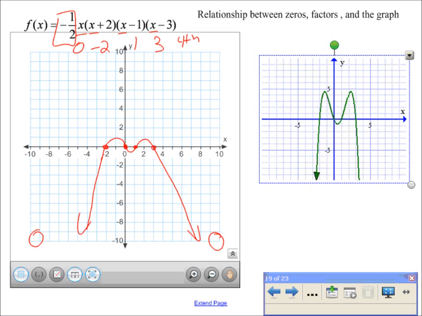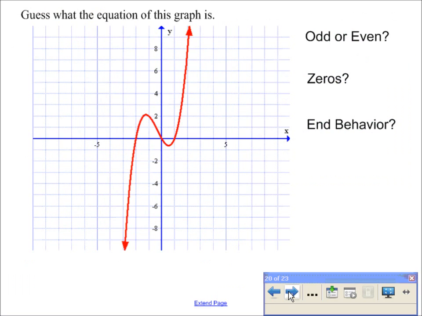So if we have the factors, we should be able to plot the zeros and get the general shape of the graph once we know the end behavior. So let's look at this problem. Is it odd or even degree? Well, it starts down and ends up, so it's clearly odd. Where are the zeros? Well, there's a 0 at negative 2, a 0 at 0, and a 0 at 1.